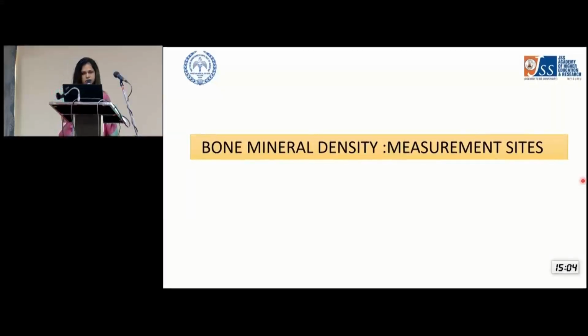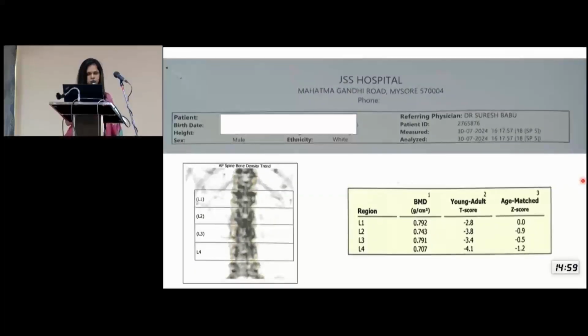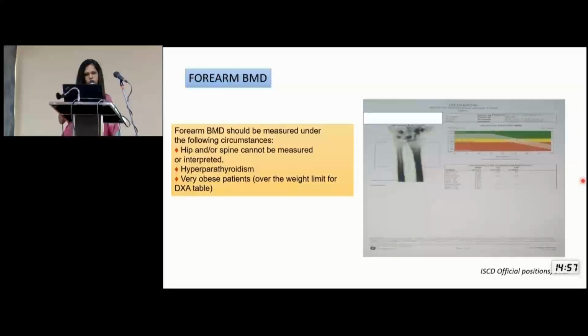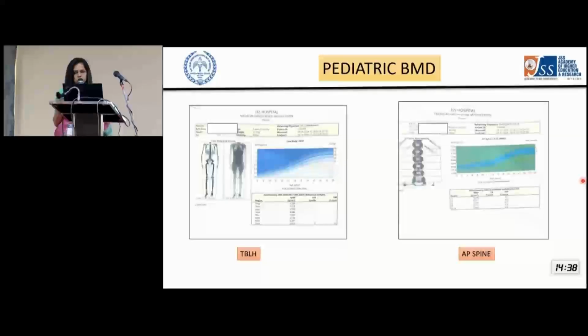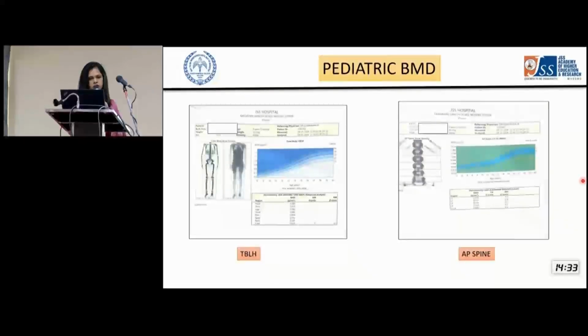Regarding the measurement sites, we know we do the dual femur and the lumbar spine as a routine, but when do you actually do the forearm BMD? Forearm BMD should be measured in certain circumstances: if the hip or spine BMD cannot be measured or interpreted, in cases of hyperparathyroidism, or if you have very obese patients who are over the weight limit for the DEXA table, you can go for the forearm BMD as well. And for pediatric bone mineral density, the two preferred sites are total body less head and the AP spine.